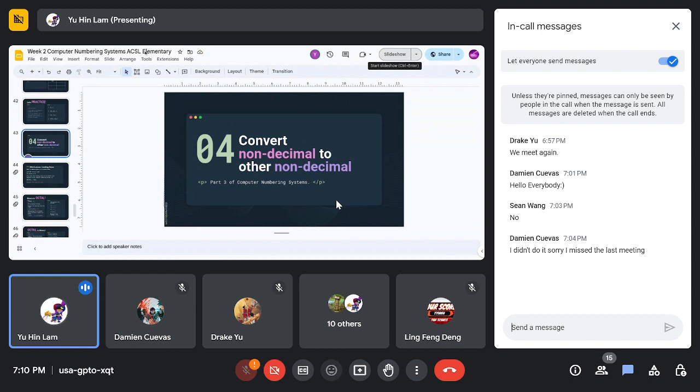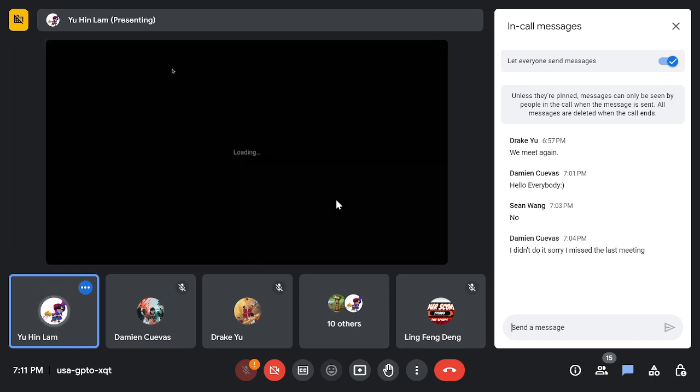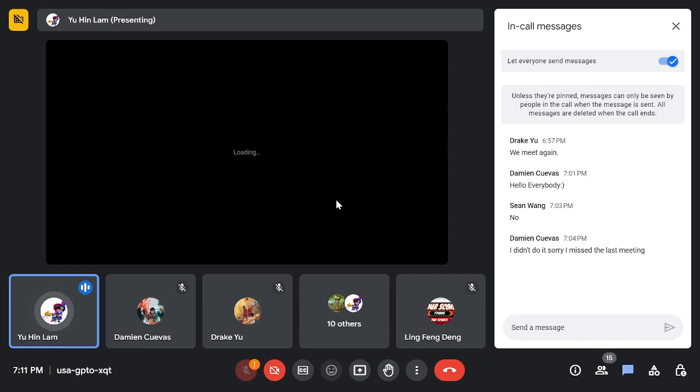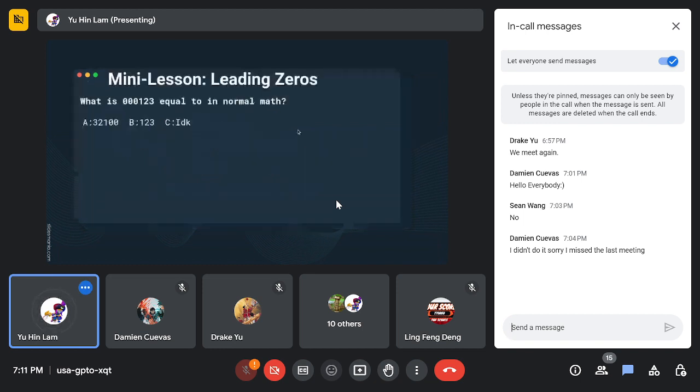All right. So last week we talked about converting decimals to non-decimals. First we learned how to convert decimals to non-decimals, and last week we learned how to convert non-decimals to decimals. Now we'll learn converting non-decimals to non-decimals. Non-decimals are just the other computer numbering systems, like octal, binary, and hexadecimal. So let's first have a mini lesson about leading zeros.